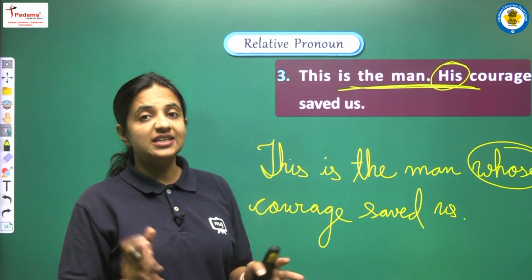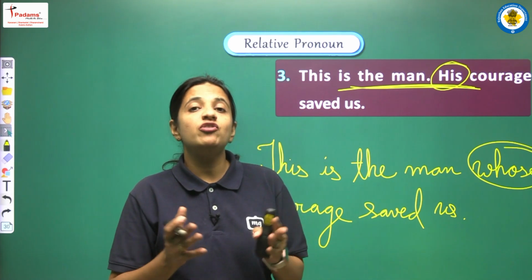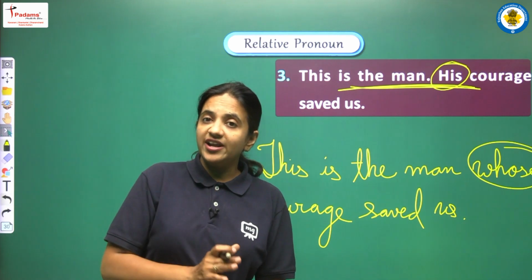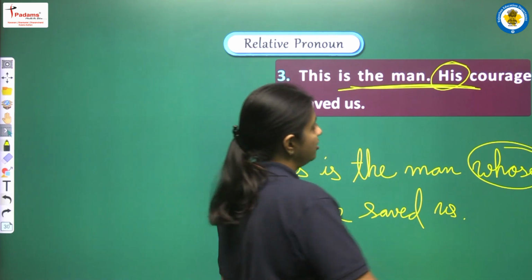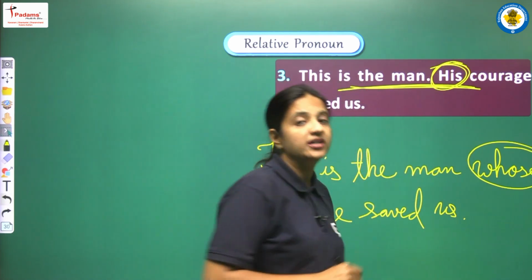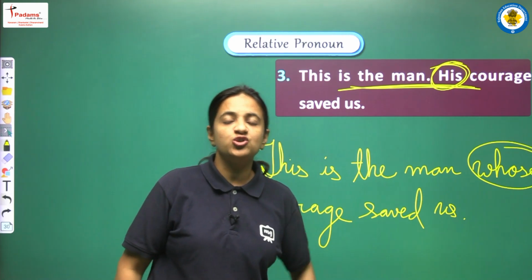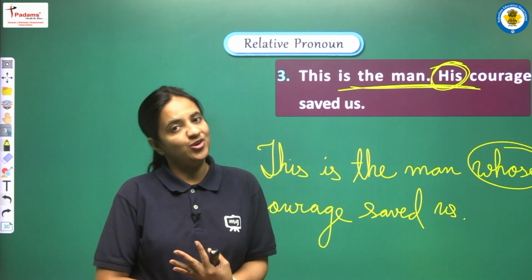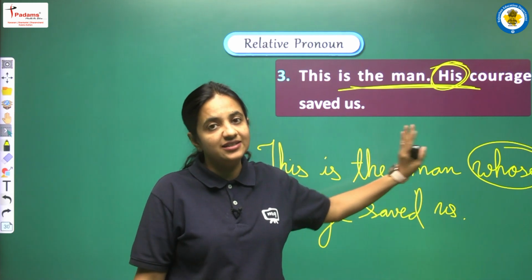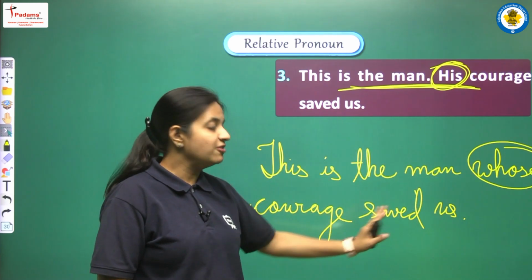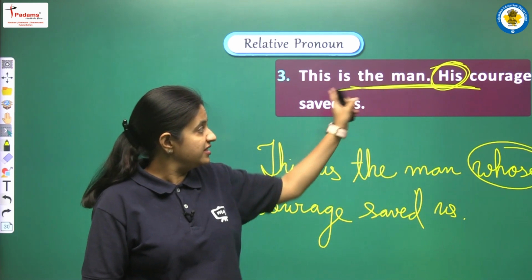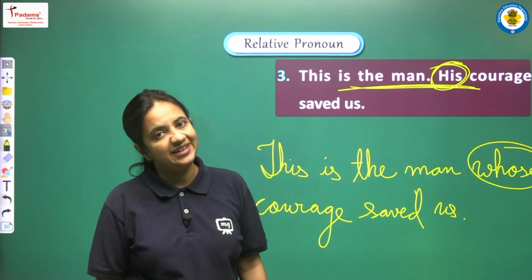So students, read the sentences very carefully, then you will be able to know what relative pronoun you have to use. So here we are having his, and we all know that this word is used to show possession, and for that we have to use whose as a relative pronoun, and in this manner we can join these two different sentences into one sentence.